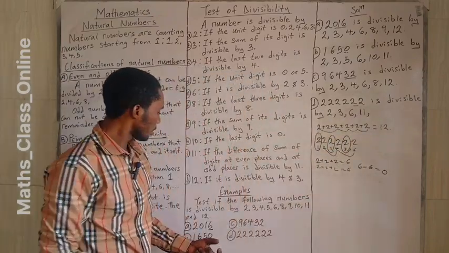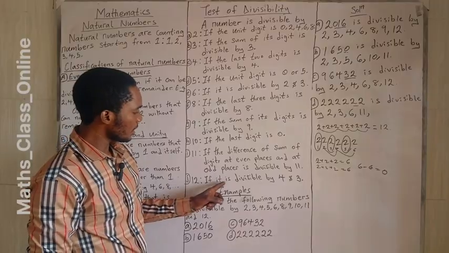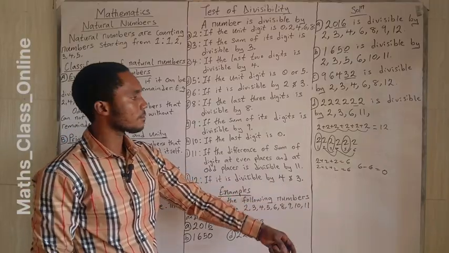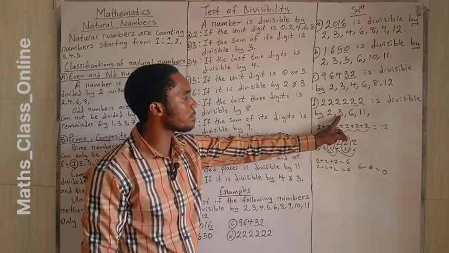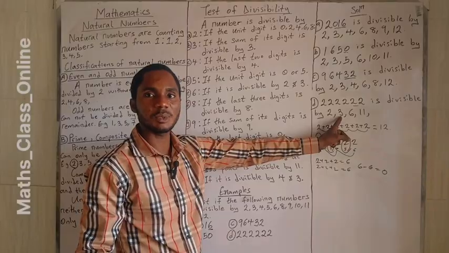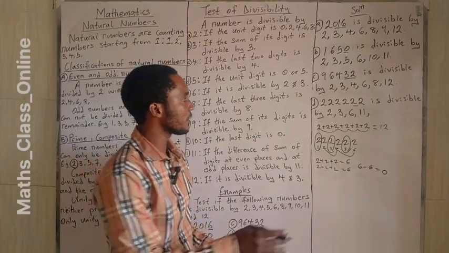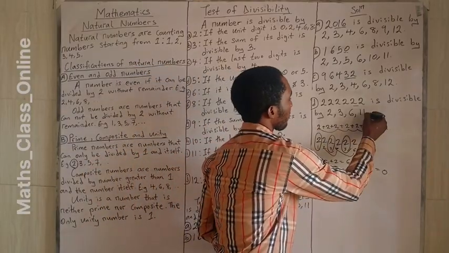And the last number is 12. If it is divisible by 4 and 3, this number is divisible by 3, but it is not divisible by 4. That means it is not divisible by 12.